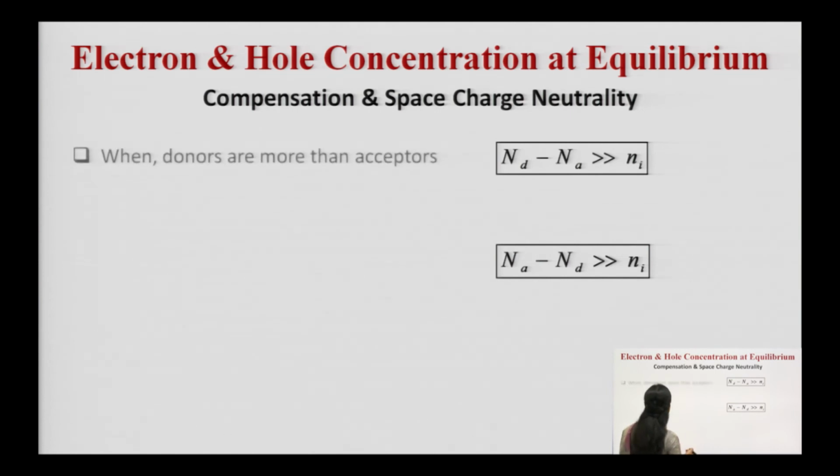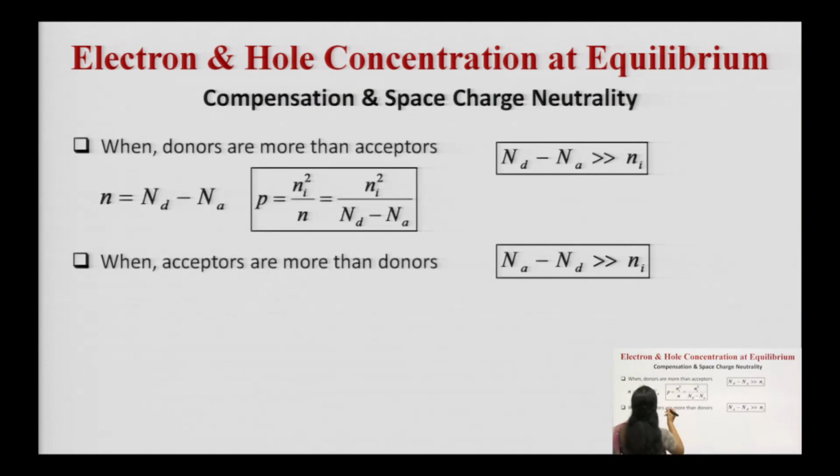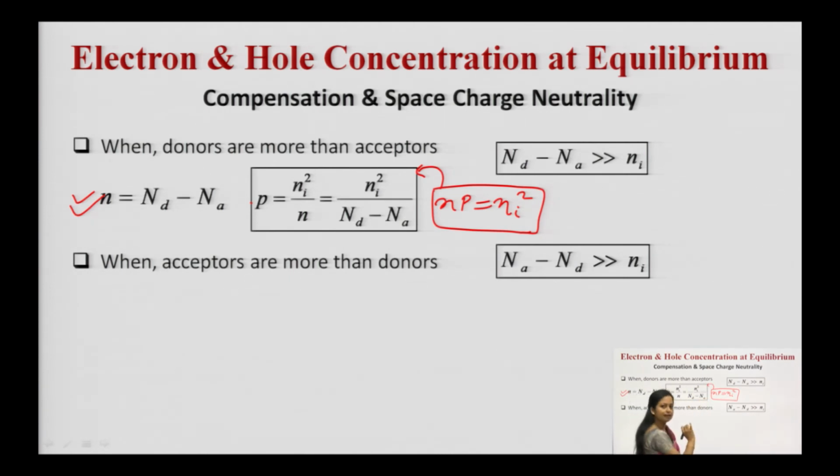Now, in this particular case, donors are more than acceptors, which means this is the case of an N type semiconductor. Here the donors are more than acceptors, so what is N? This is ND minus NA. At the same time, from the mass action law, N into P is equal to Ni square, you must remember this. So from here you can write P is Ni square upon N, which is Ni square upon the difference of donor to acceptor, because here this is very high.